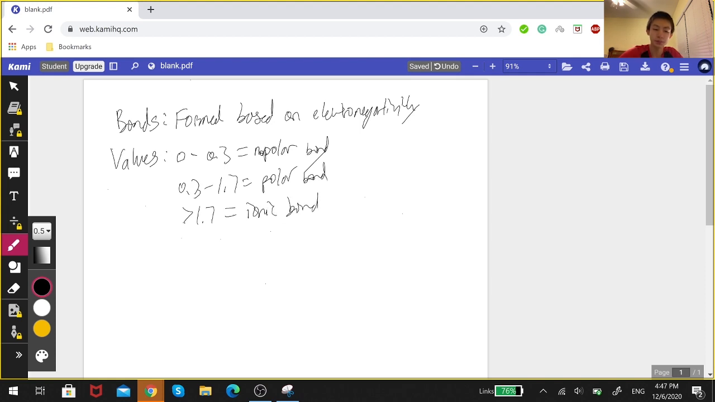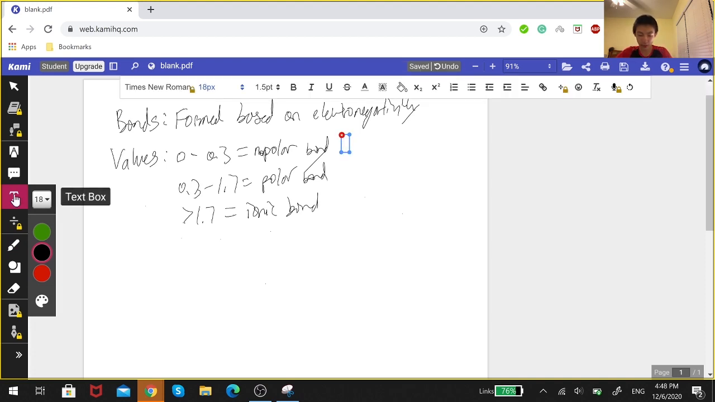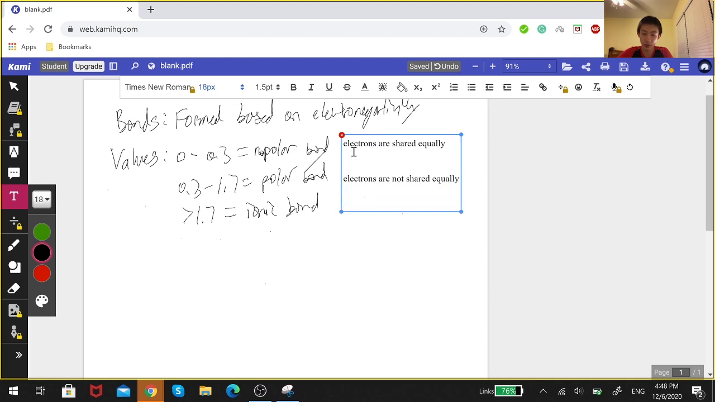And now, a nonpolar bond is when electrons are shared equally. A polar bond is when electrons are not shared equally. An ionic bond is a total transfer of electrons.